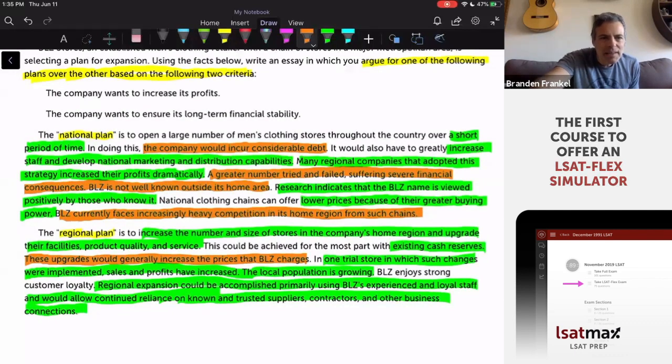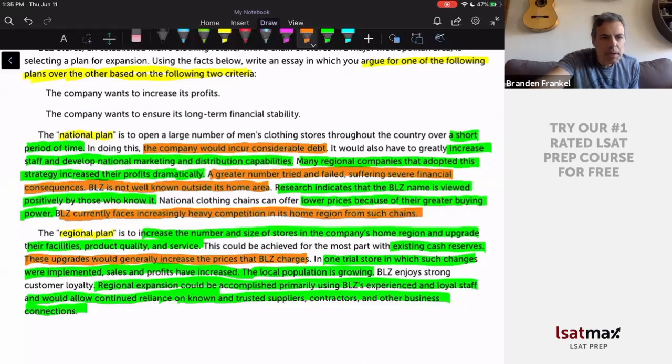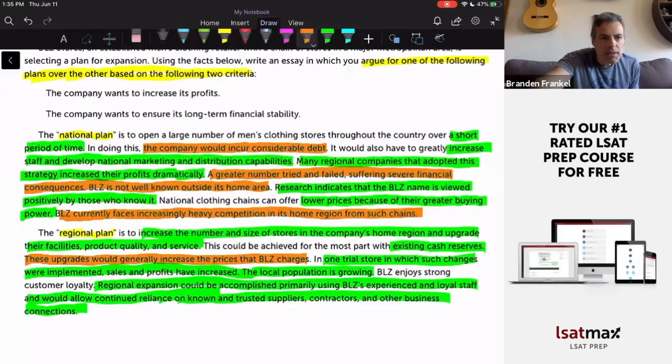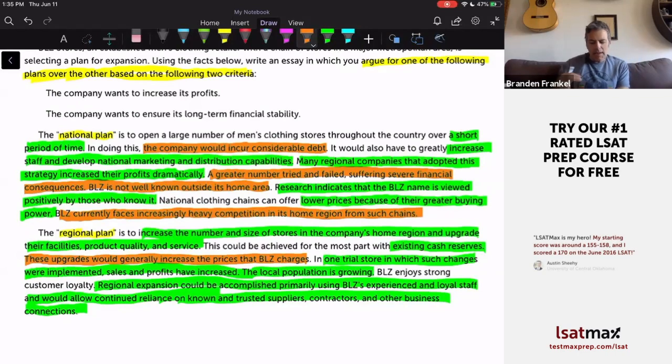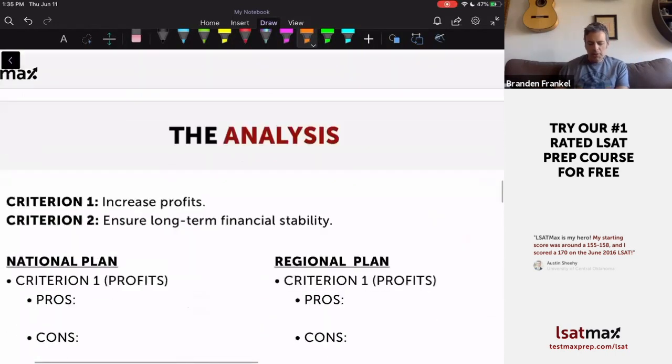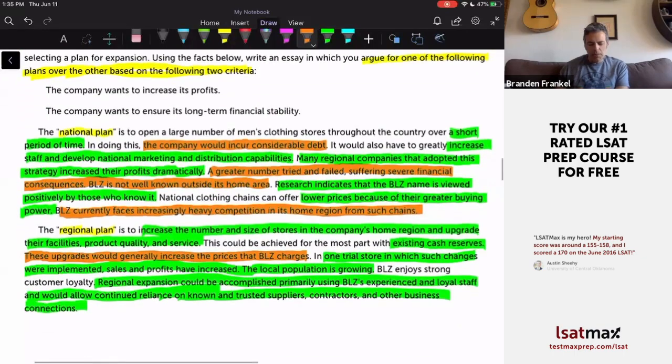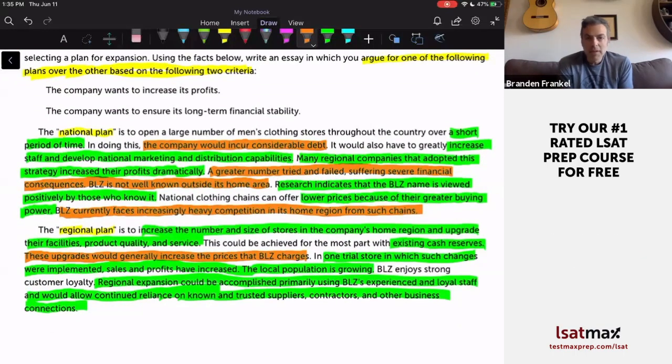And there are some hands up. Let's see, I'm just going to be choosing, how about, okay, I think I'm clicking on Wendy. Wendy, do you want to tell me why the national plan would be better, specifically when it comes to increasing profits? Can you give me the pros?